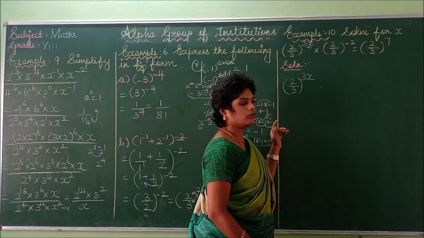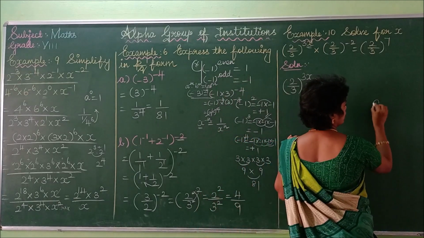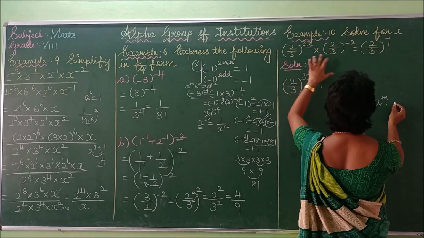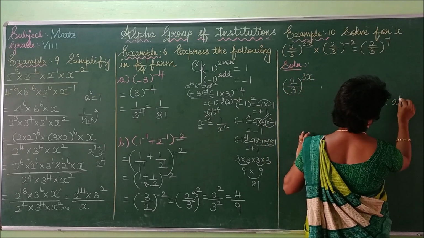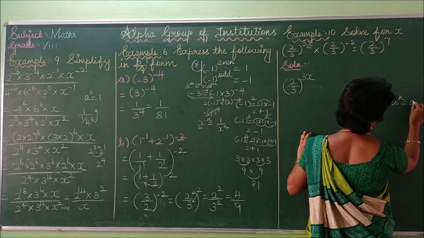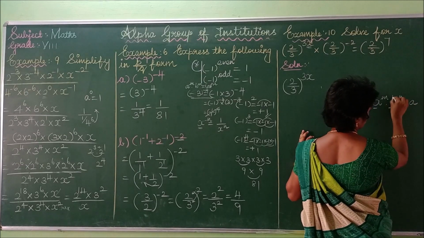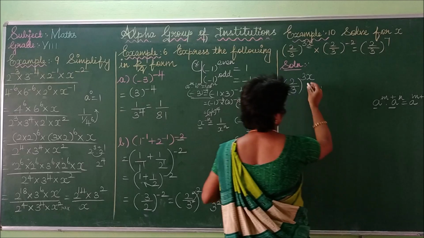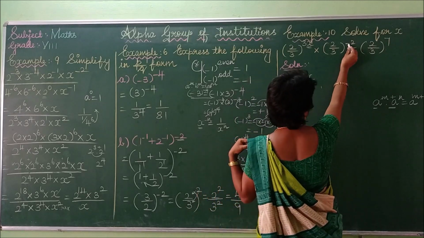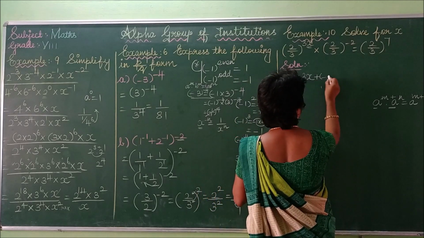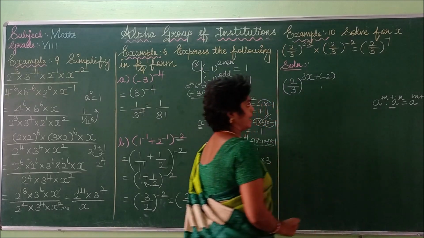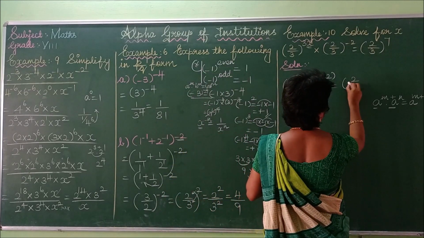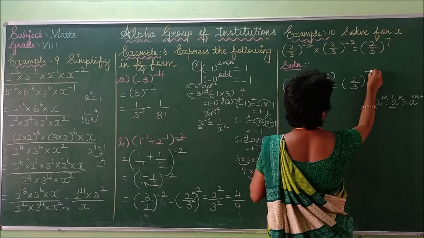So we already know the law. What is that law? A power m into a power n, which is equal to a power, both the bases are the same. We can add the powers, m plus n. So now you can add the powers. What is this? This is a negative sign, so you have to put it in a bracket, which is equal to 2 by 3 whole power 7.